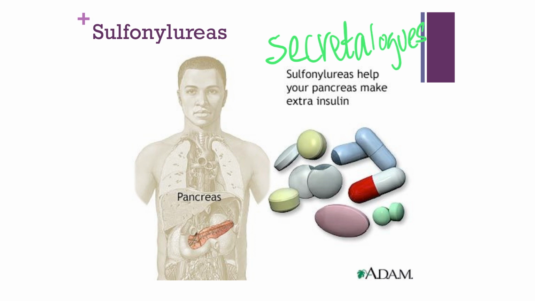Next, sulfonylureas. So these medications are also sometimes called secretagogues, and a secretagogue substance is something that promotes secretion of something else. So this class of medications promotes cells in the pancreas to secrete insulin. Remember, in type 2, there are functional beta cells, so they are there and they do make insulin, but maybe they need a little bit of a push. Maybe they need some encouragement. Sulfonylureas, they can provide that encouragement.